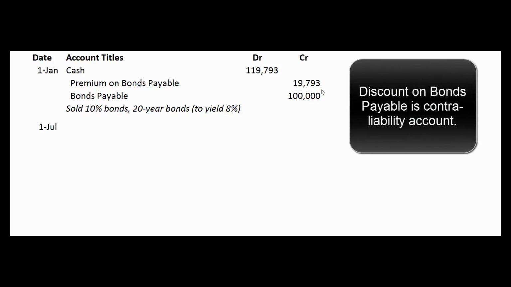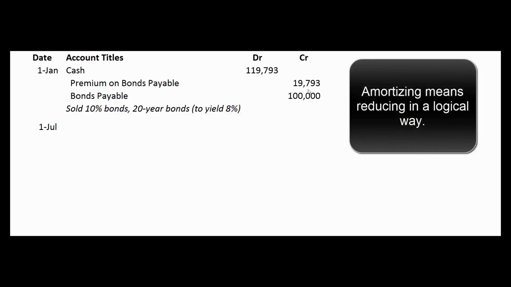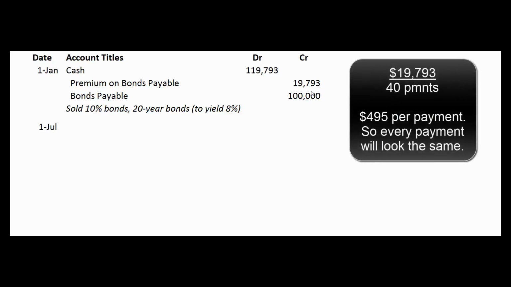This is called an adjunct account. Discount on bonds is a contra liability account. Premium on bonds is an adjunct account. And what we're going to do is amortize that premium on bonds payable throughout the life of these bonds. There's 40 payments, so we're going to use the straight line method in this class, which means we're going to take 19,793 and divide it by 40, and that's how much we're going to amortize each time we make a payment.